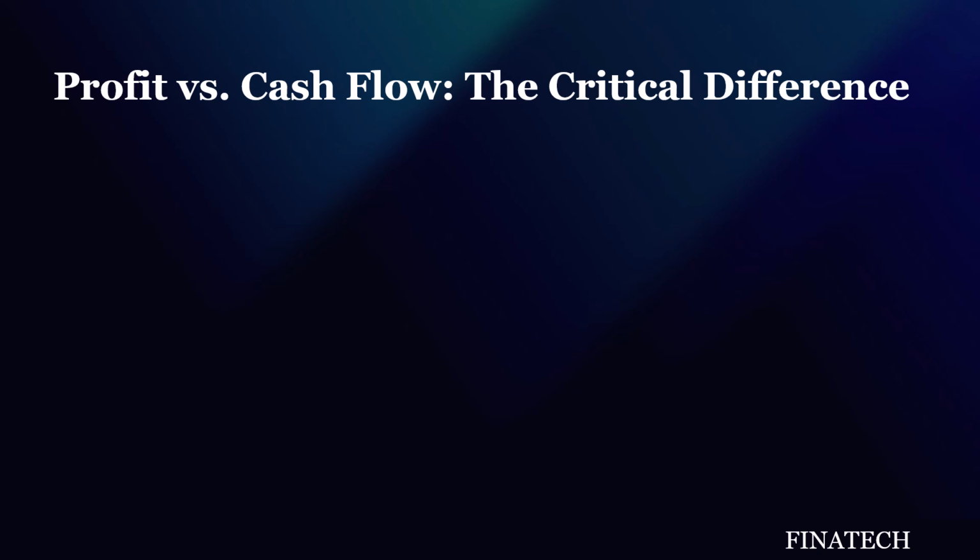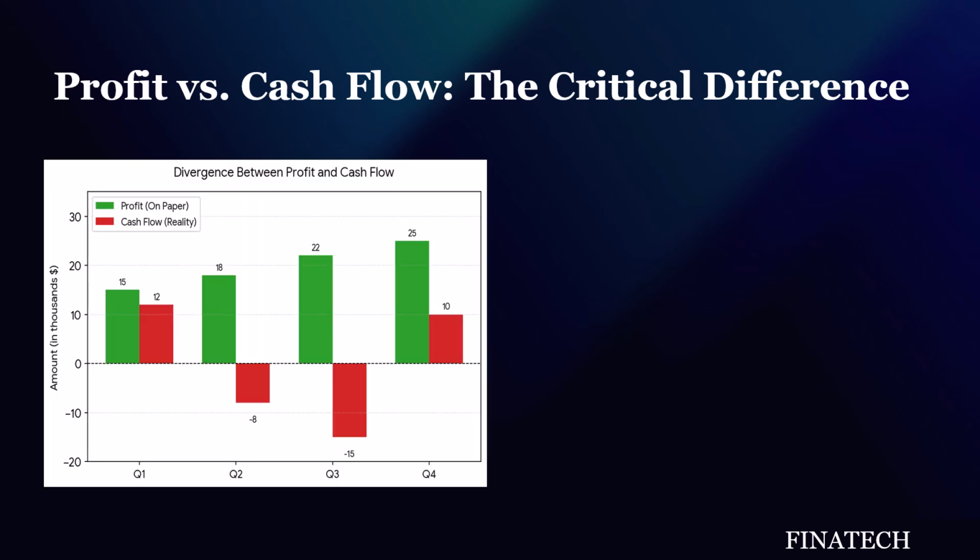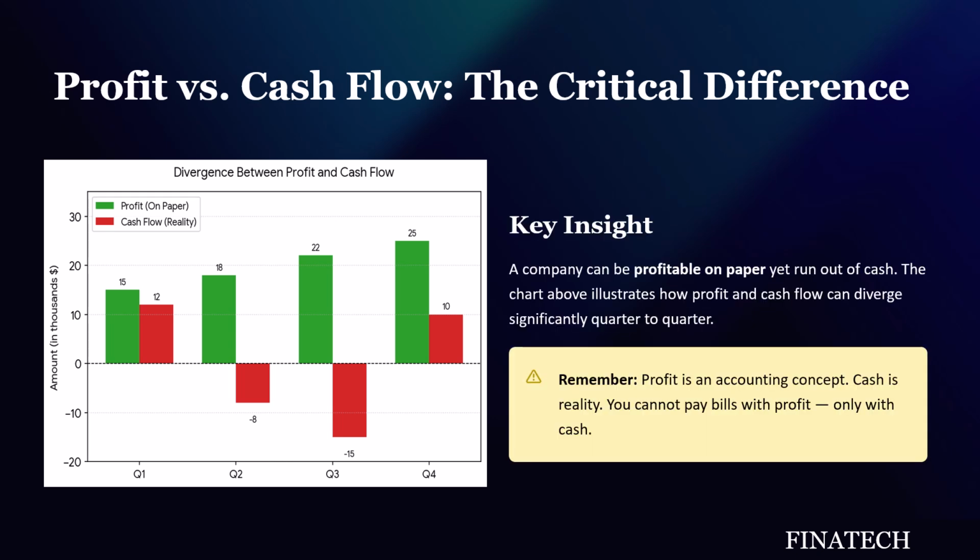What is the difference between profit and cash flow? This is the critical difference. In the graph, we see the profit in a green bar and the cash flow in a red bar. The key insight: a company can be profitable on paper yet run out of cash. The chart above illustrates how profit and cash flow can diverge significantly quarter to quarter.